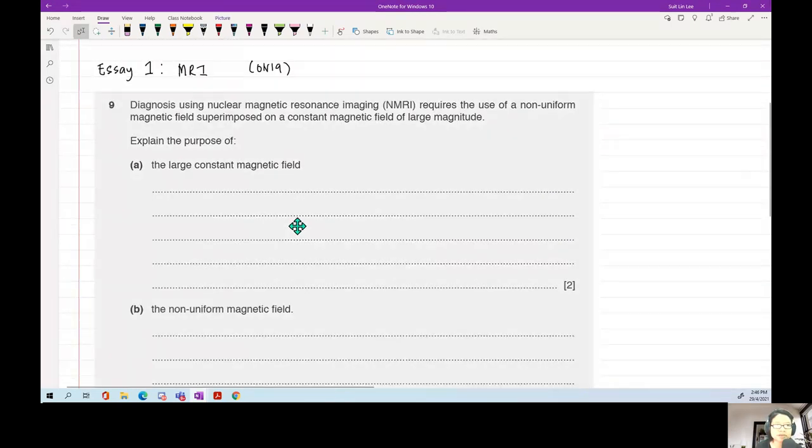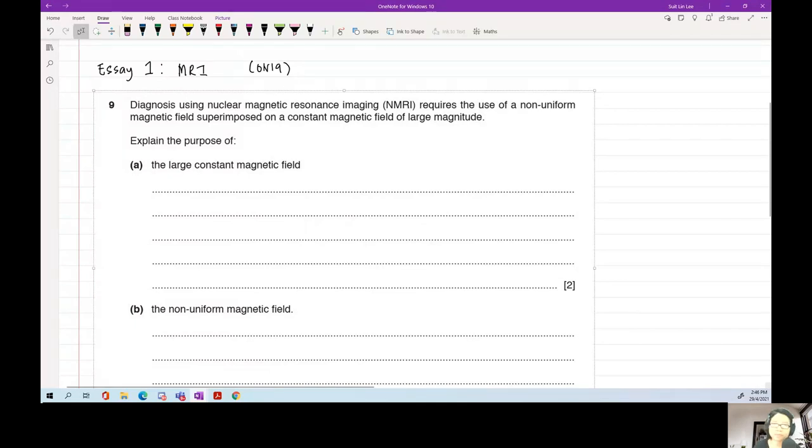Okay, so these are sample essays. MRI: the uses of a large constant magnetic field and a non-uniform magnetic field. And the other one, let me pull out the notes. Need to pull out my notes. This is magnetic field.